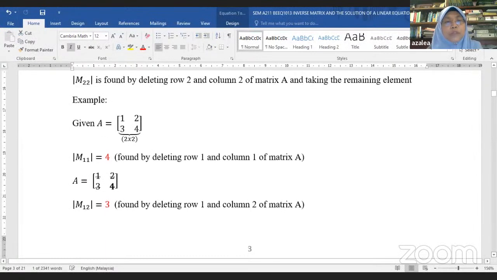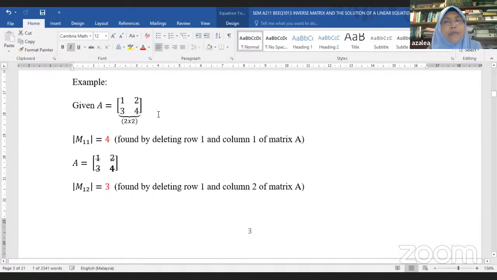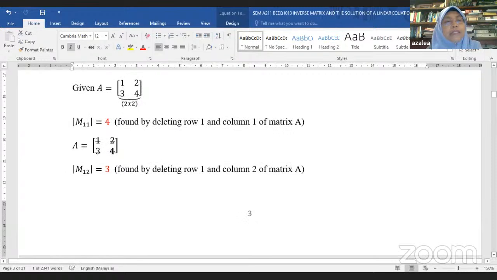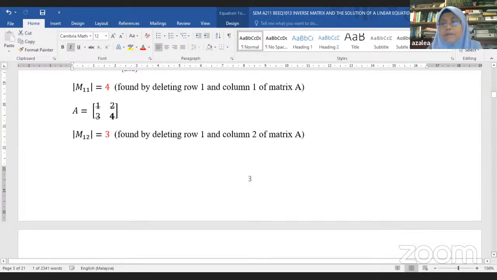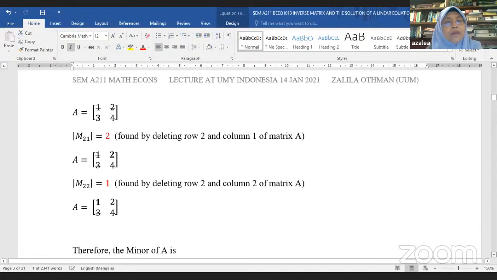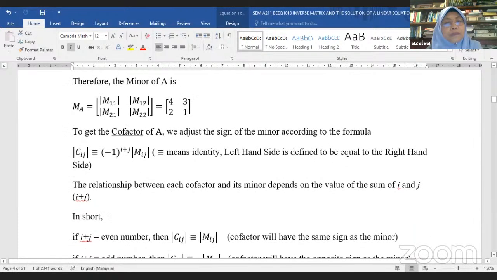I'm just going to go to this matrix in numbers. To find the minor for element A11, you delete row 1, column 1, then you are left with 4. This is the minor for element A11. For element A12, you delete row 1, column 2, so you are left with 3. You can do that for the rest of the 4 elements. Finally, what you get is 4, 3, 2, 1. This is the minor of matrix A.